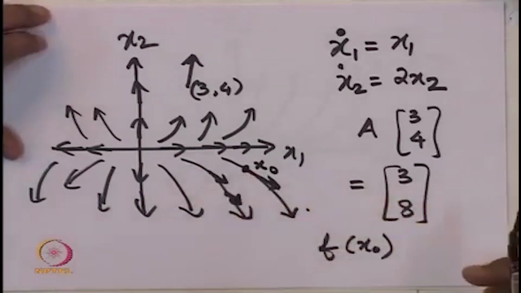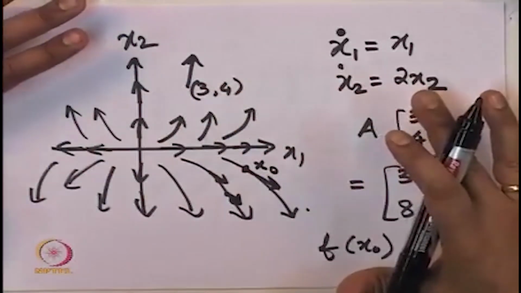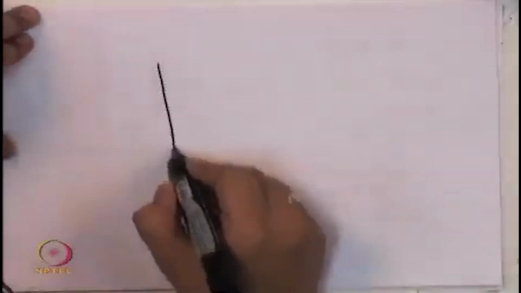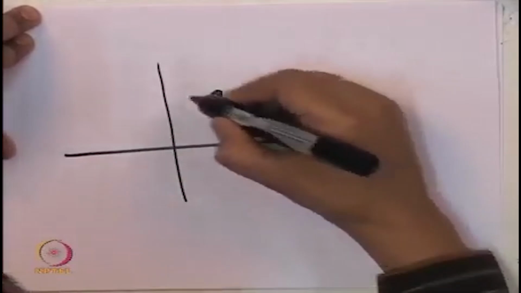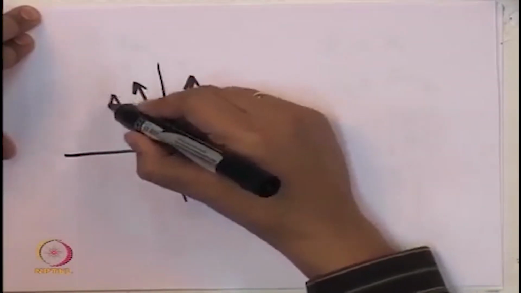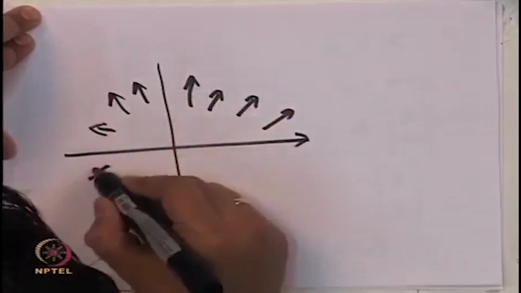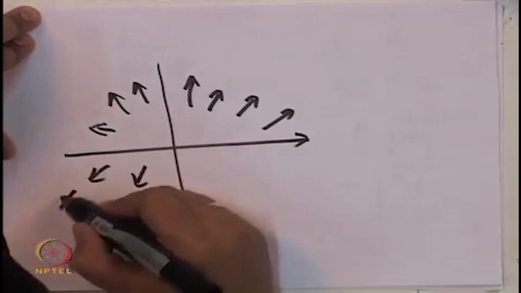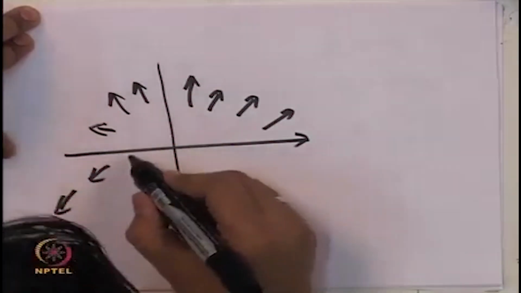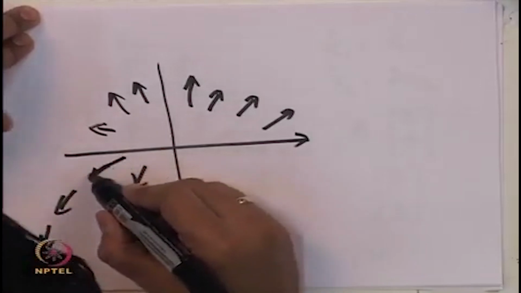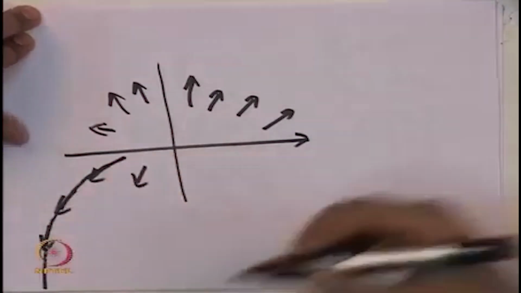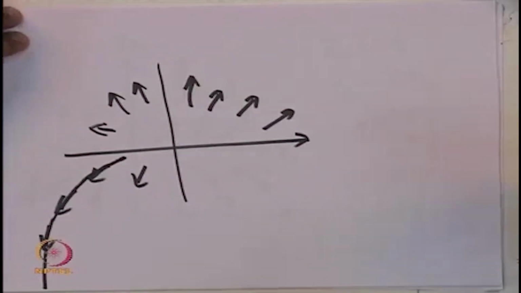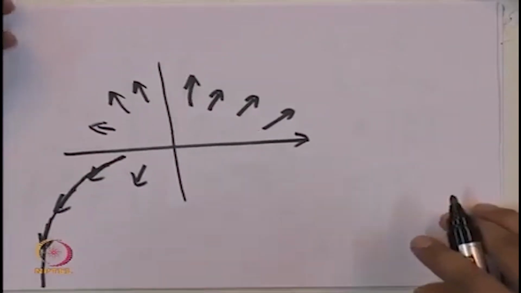Conversely, if somebody gives us the vector field, if they give us arrows drawn at various points, let us see this example. Somebody gives us arrows at various points. Then what is the solution? We just go along these arrows and we complete all these arrows into a curve. That is how the solution to a differential equation looks.